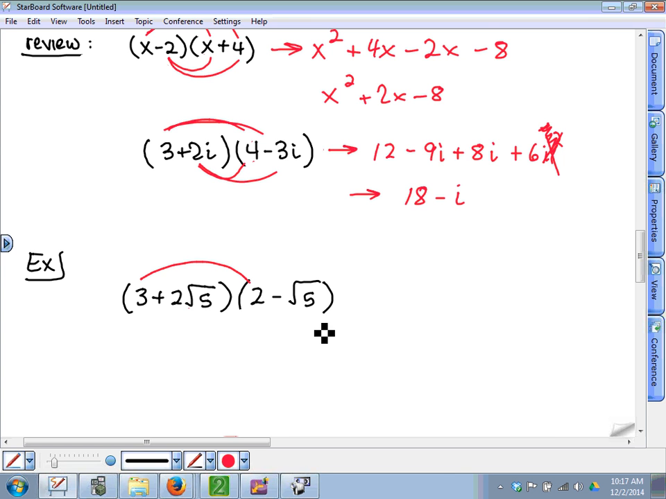So here we go. 3 times 2 is 6. Now you got to be careful here. 3 times negative square root of 5. Can the 3 combine with the 5 to make 15? No. One's on the outside and one's on the inside. So they got to stay. The 3 stays on the outside, the 5 stays on the inside. So it's minus 3 square roots of 5.